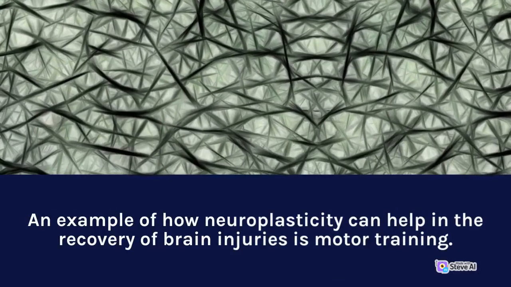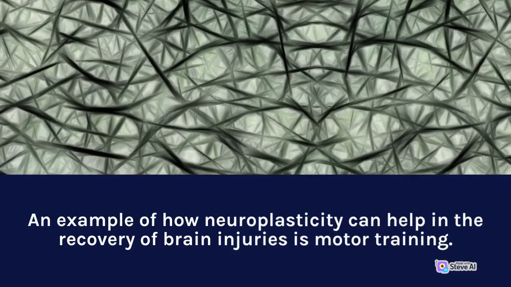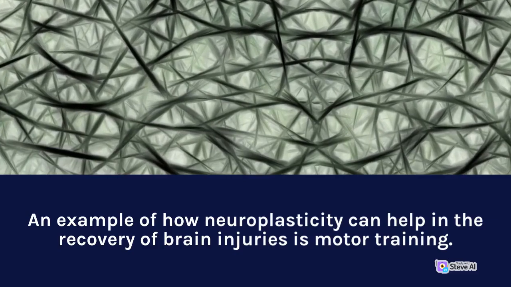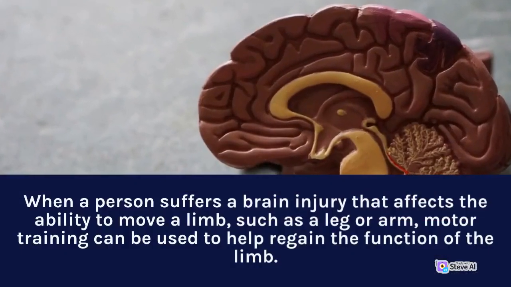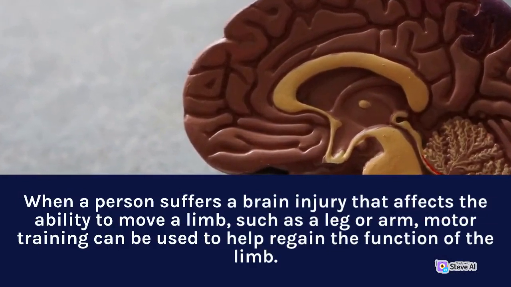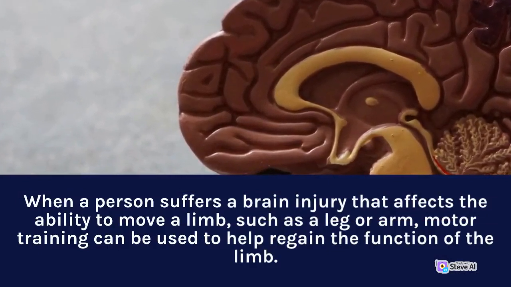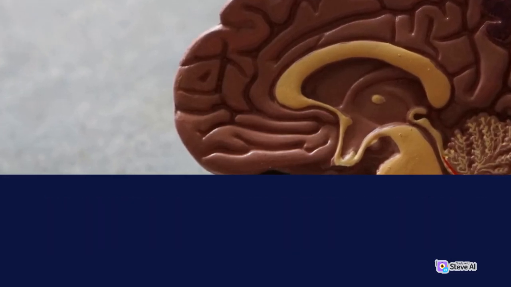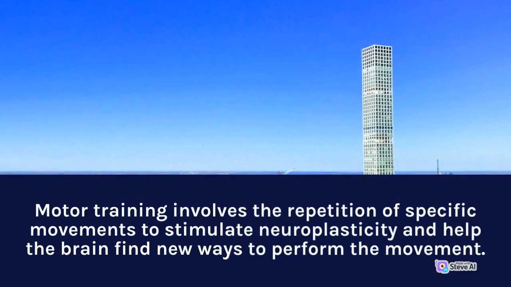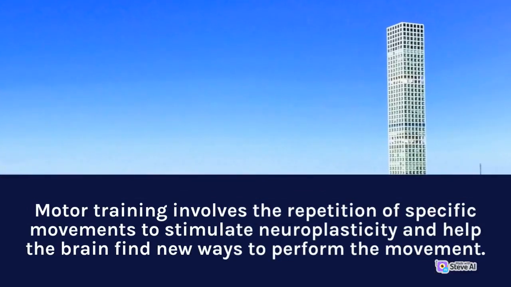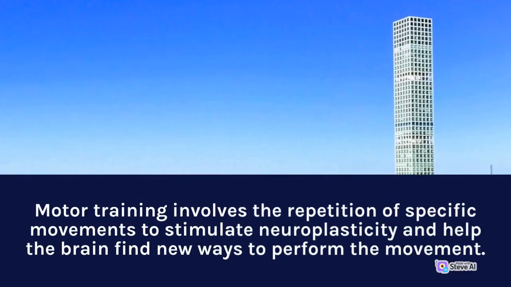An example of how neuroplasticity can help in the recovery of brain injuries is motor training. When a person suffers a brain injury that affects the ability to move a limb, such as a leg or arm, motor training can be used to help regain the function of the limb. Motor training involves the repetition of specific movements to stimulate neuroplasticity and help the brain find new ways to perform the movement.